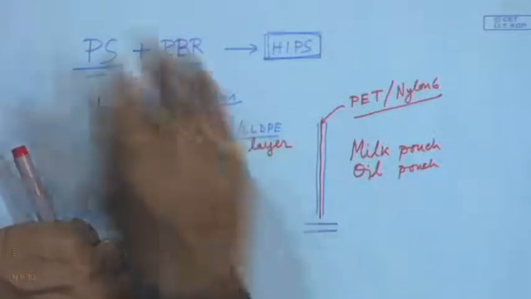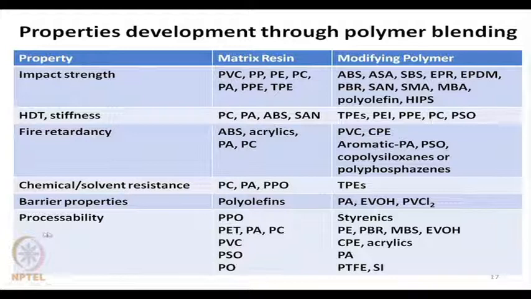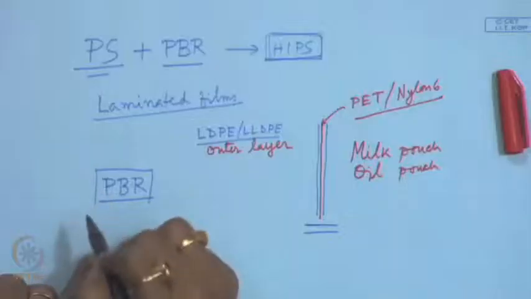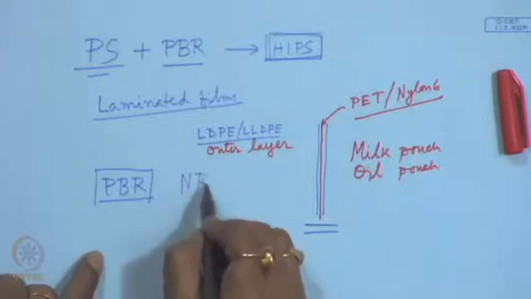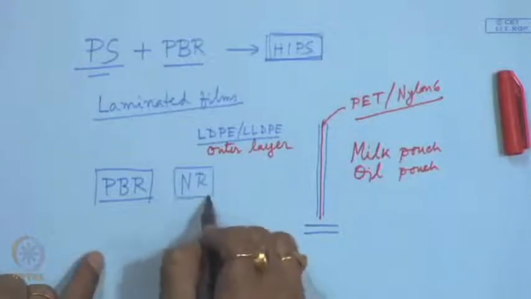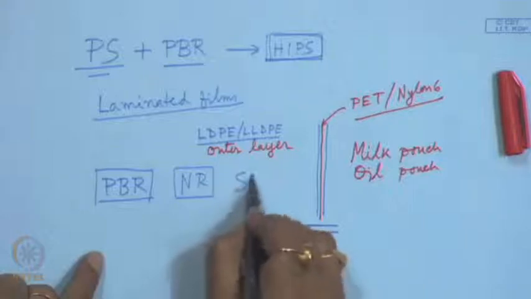Okay. Then processability. In order to improve the processability, it is not so easy, as not all polymers are easily processable. So, for example, say polybutadiene rubber. The processability of polybutadiene rubber is not good, whereas the processability of natural rubber is very good. Processability of SBR is also very good.